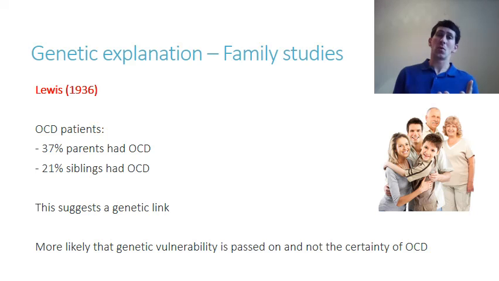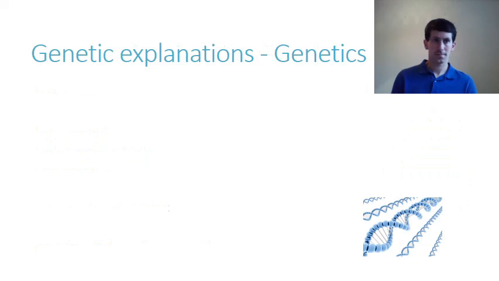But it's probably more likely that what's passed on is actual genetic vulnerability rather than certainty of OCD. Because the figures aren't 100%, it means that you're not certain to be passed on OCD through genetics. However, you might be passed on an increased risk of developing the disorder. So we call that the genetic vulnerability. It's unlikely you're certainly going to have it, but it does increase your chances of developing OCD.